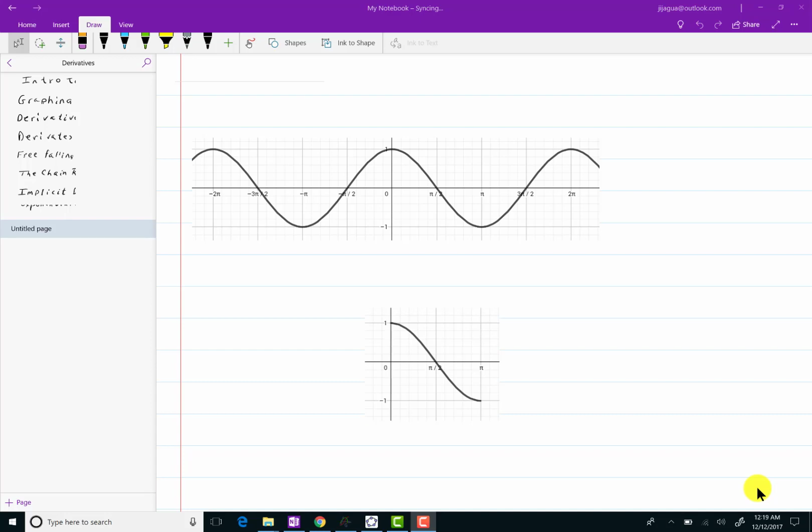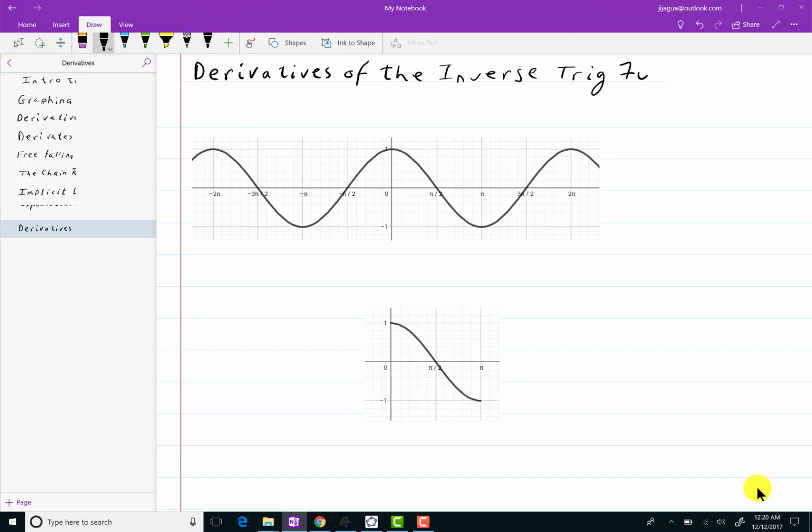In this video, we're going to address the derivatives of the inverse trig function. And like the last section, this is going to be pretty heavy stuff, so let's get right into it. I'll probably not be able to do this all in one video. I'll probably have to break this up into pieces, but let's see how it goes.